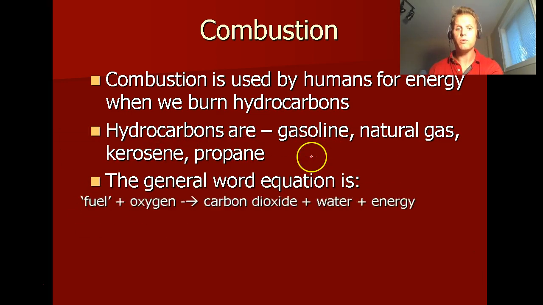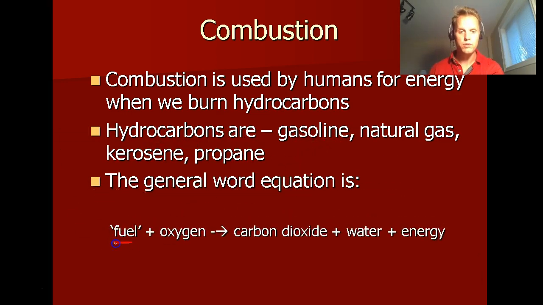So the general word equation is a fuel, which we consider a hydrocarbon, plus oxygen makes carbon dioxide plus water and energy. So a general fuel, for example, this is methane. This is natural gas. It's natural because it's used when plant matter decays and things like that, but it's also found deep in the ground, and we can drill it up and use it to warm our houses. And when we burn it with oxygen, we produce carbon dioxide, water, and energy. And this is great because energy is good.